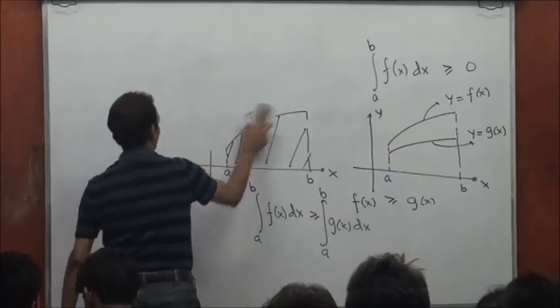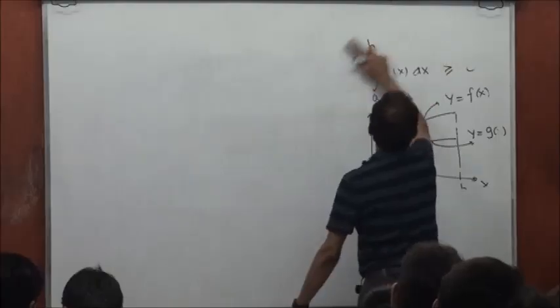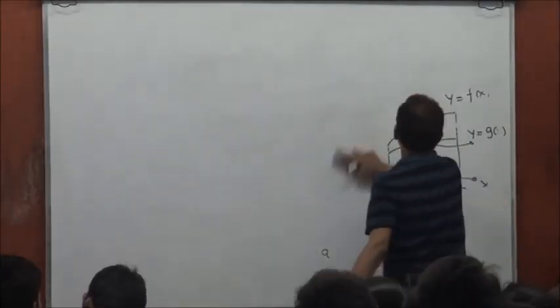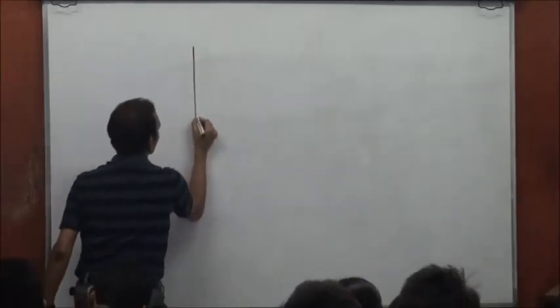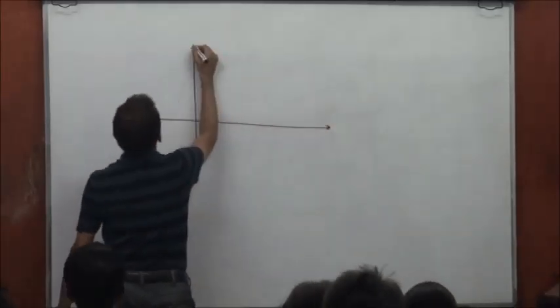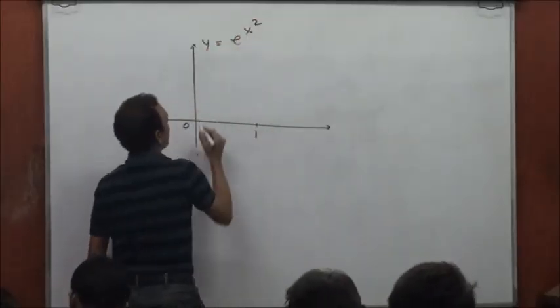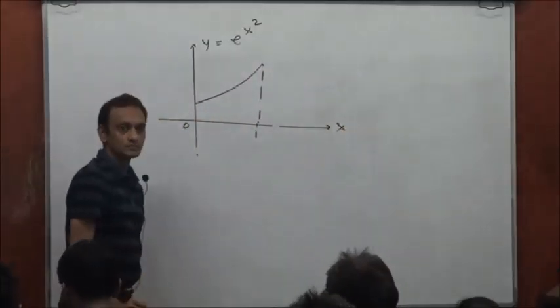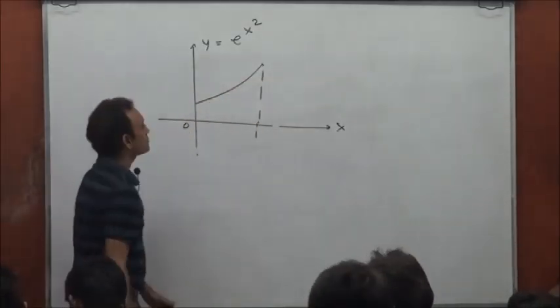There are times when you can't integrate a certain function, yet the area under the curve exists. Yet the area under the curve exists, right? You can't find a primitive to a certain function. Say, the graph of y equal to e power x squared, say from 0 to 1. This is the graph of y equal to e power x squared when x changes from 0 to 1.